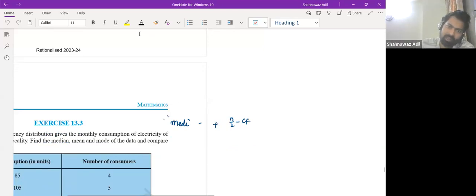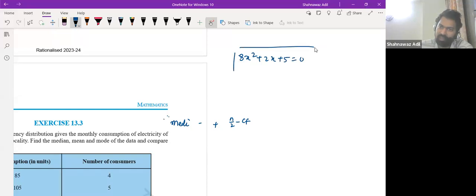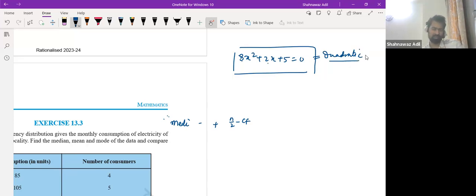But let's say you have very small numbers. Let's say you have a simple equation, 3x square plus 2x plus 5. This is the equation that you have. In this equation, all these coefficients are small, so we can use the quadratic formula. Because sometimes it may happen that you don't get the two factors easily, so it is better to use the formula.